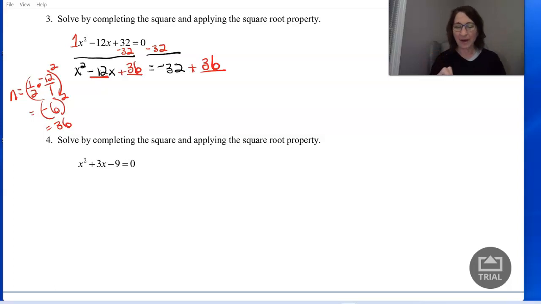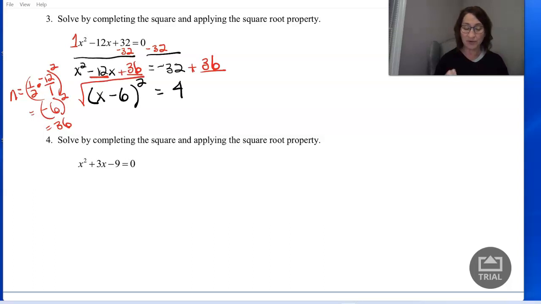Okay, now on the left side, I have a perfect square. I created that. That was my whole purpose. So now I can go to a binomial squared. So that's going to be x minus 6 raised to the second power. On the right side, I have a 4. So now I've got this in the format that I need in order to apply the square root property.